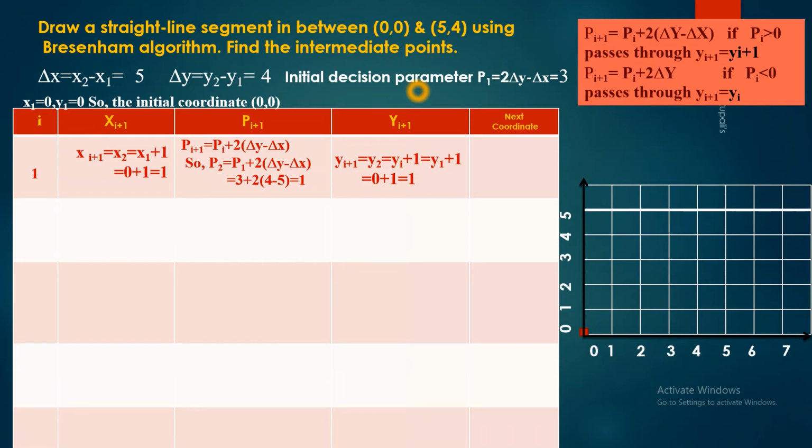So, what is the next coordinate? The next coordinate will be x is 1 and y is 1. So xi plus 1 comma yi plus 1 is 1, 1. Next, iteration 2.